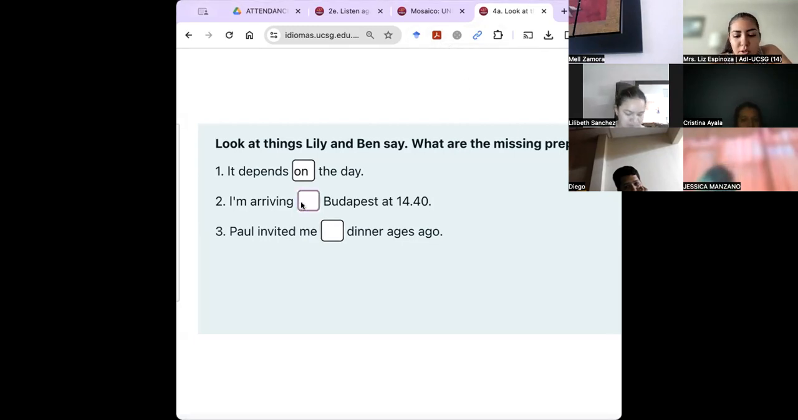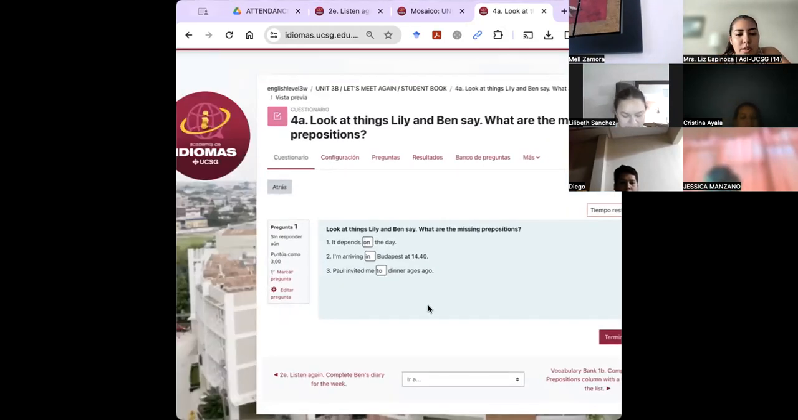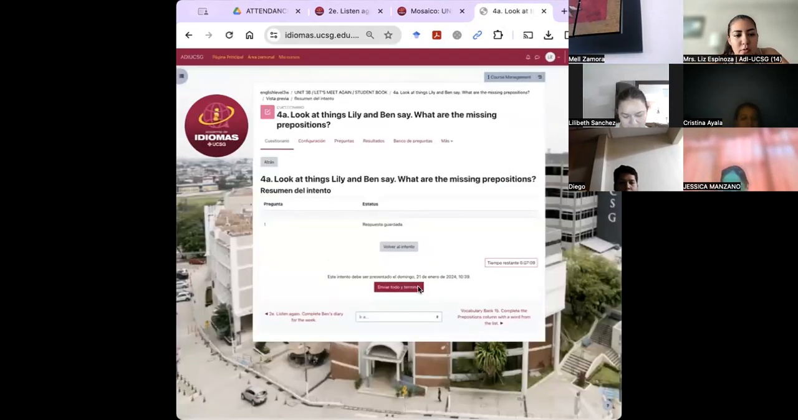Yeah. So number 2 is in. So that means that the last one is 2. So you can confirm the ones that sent me the opposite way. So it depends on the day. I'm arriving in Budapest, right? You arrive in Budapest. Paul invited me to dinner, not on dinner, to dinner. Okay, very good. Simple, but necessary to remember these prepositions, okay?